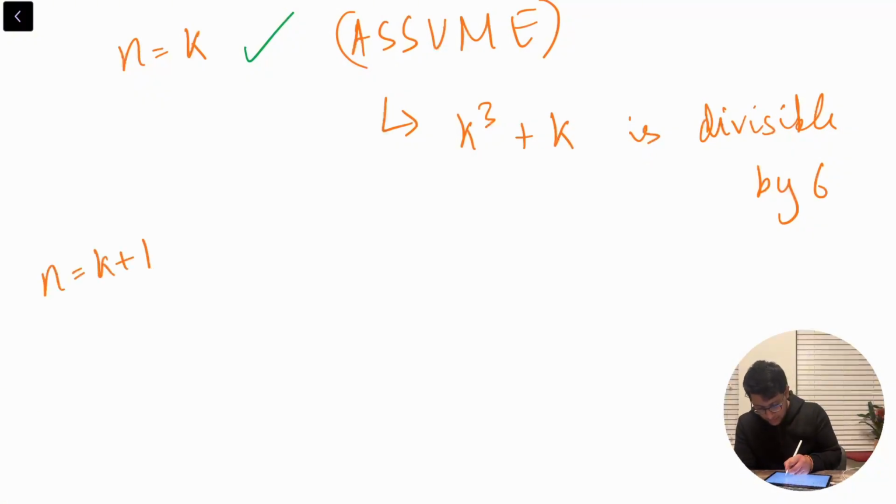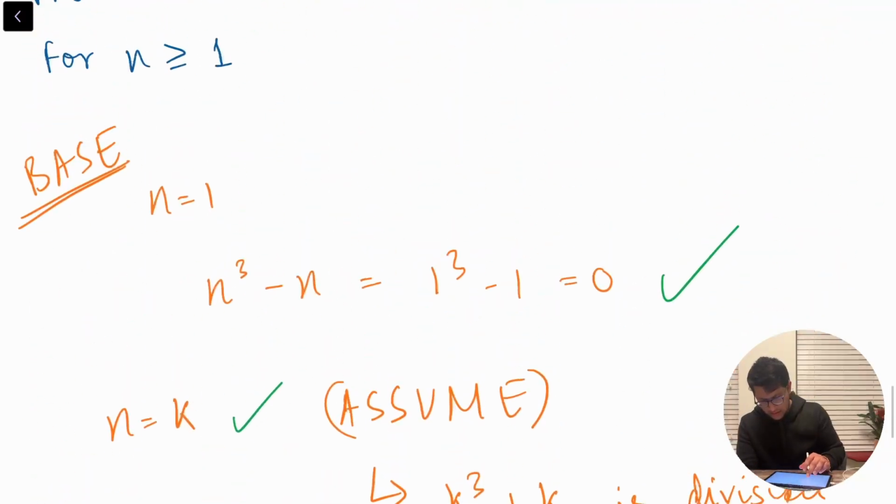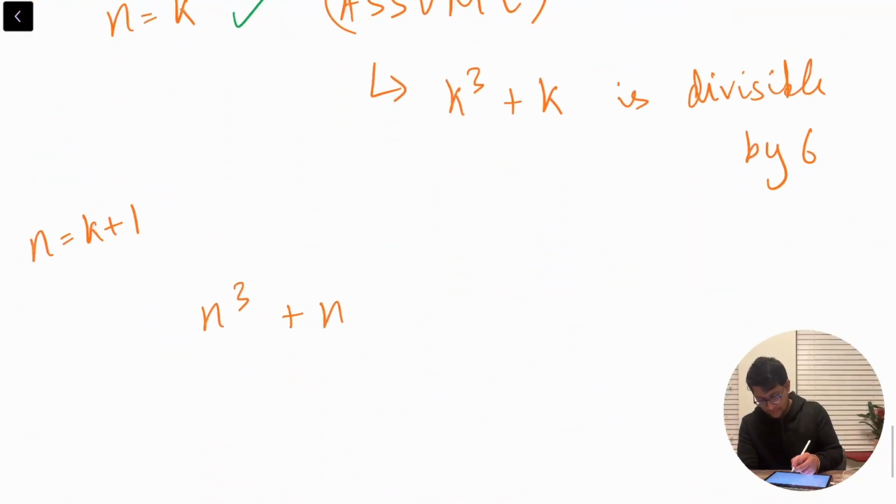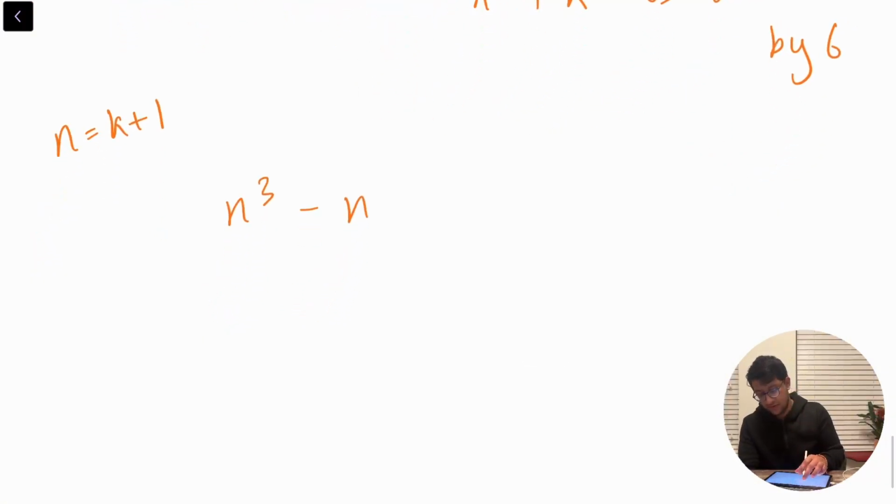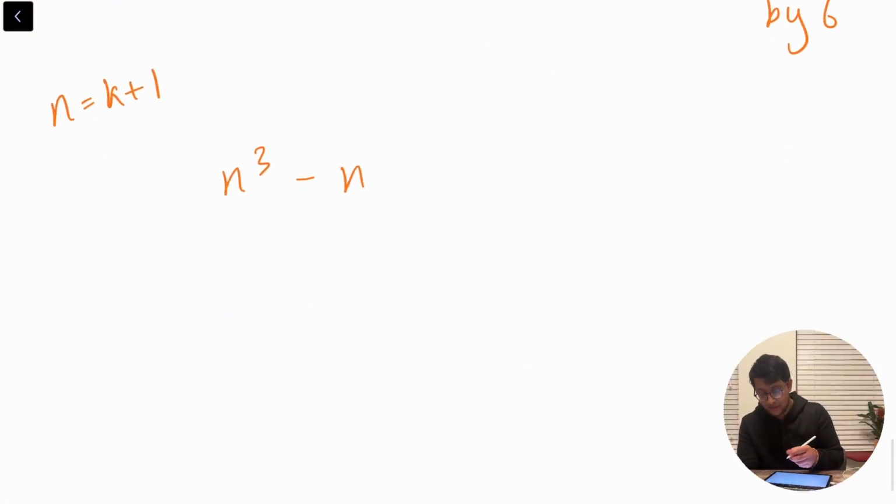When n equals k plus 1, n cubed plus n, I think that's what we started with, n cubed minus n. This is why, right? Always double check the question if you're not sure. So n cubed minus n again, I said plus again. N cubed minus n will become k plus 1 cubed minus k plus 1, right?